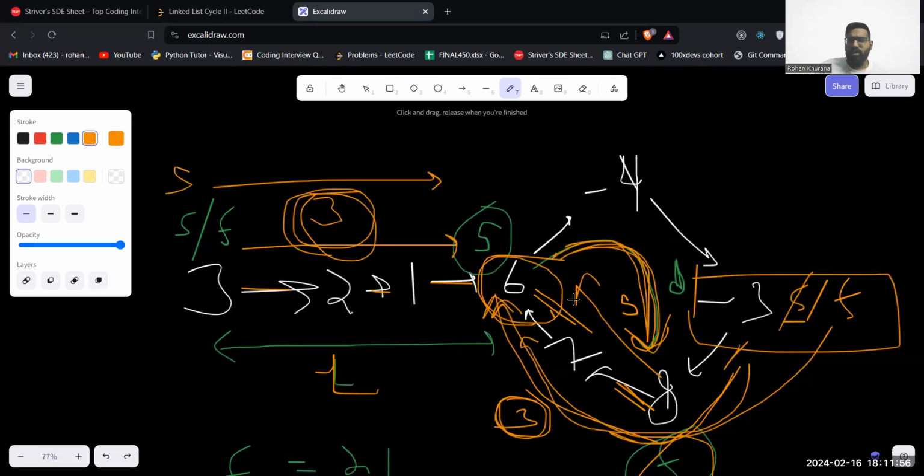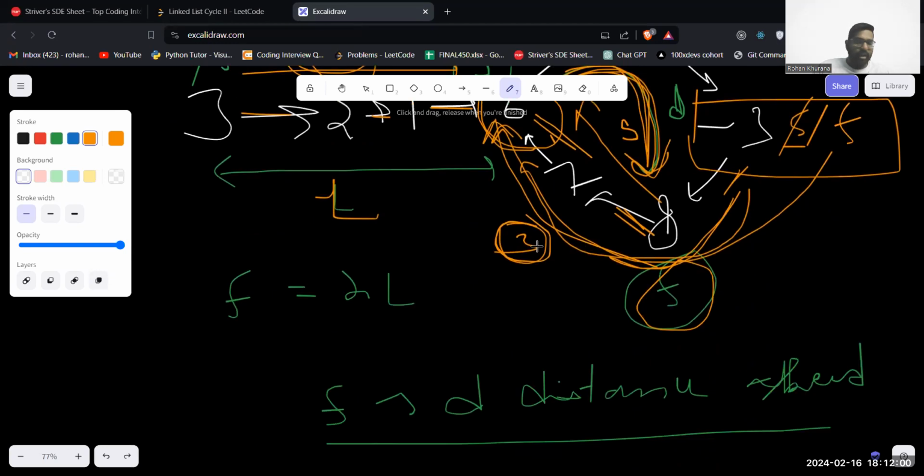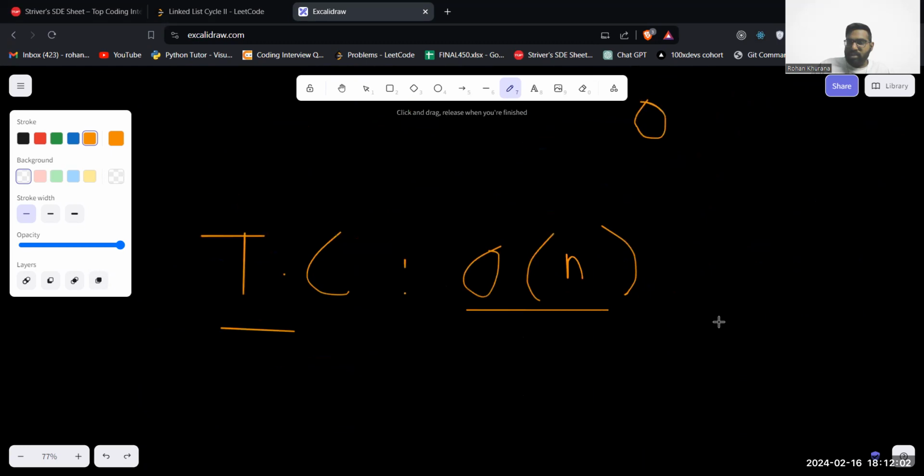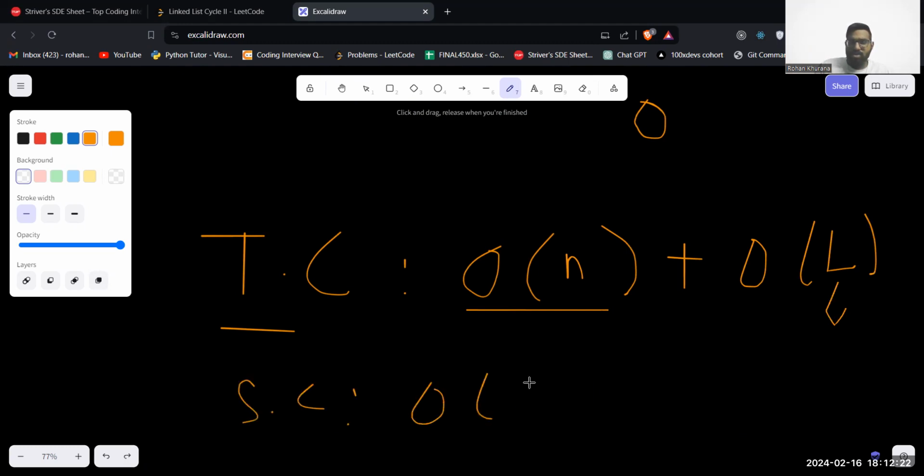We discussed this when detecting the loop. If we detect a loop in the cycle, O of N is the time complexity. Again, another O of L, where this L is the distance of the starting point of the loop from the head. You can simply tell that in the interview. Space complexity, we are not using any extra space.